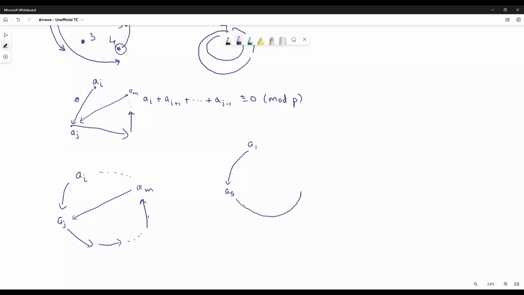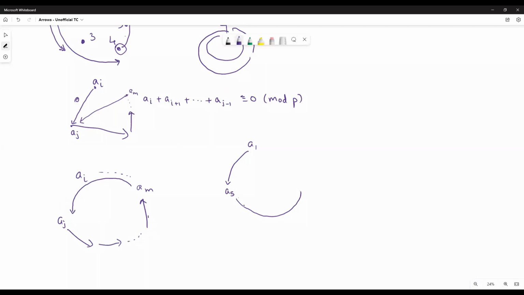So if the total sum from AM to AJ is congruent to 0 mod P, the sum of the rest of the elements would also be congruent to 0 mod P. Yes, exactly. This was pretty obvious. Just drawing a straight arrow makes things confusing. You are essentially going from AM to AJ, and you just neglect the arrow from AI to AJ.